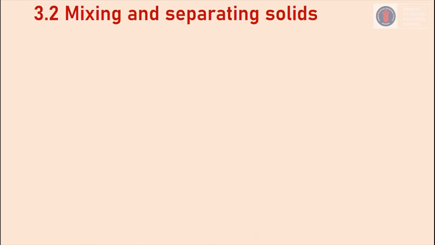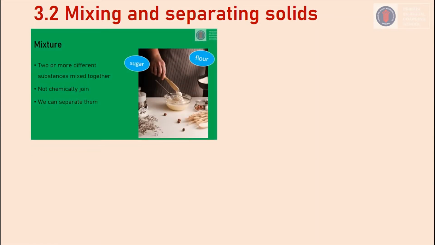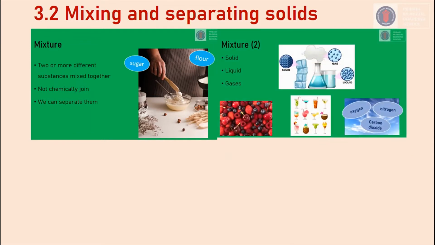The next one, subtopic 3.2, is about mixing and separating solids. A mixture is when you get two or more different substances mixed together. They are not chemically joined, so we can easily separate them. A mixture can be in the form of solids, liquids, or gases.